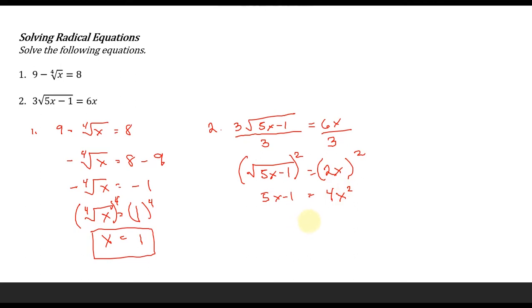Then let us arrange our terms. We're going to have here a quadratic equation such as 4x squared minus 5x plus 1 equals 0, using APE. Next, you can use any method in solving quadratic equation. So in this case, I'm going to use factoring.